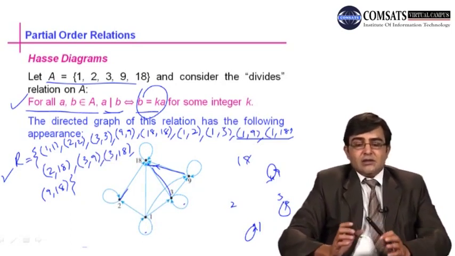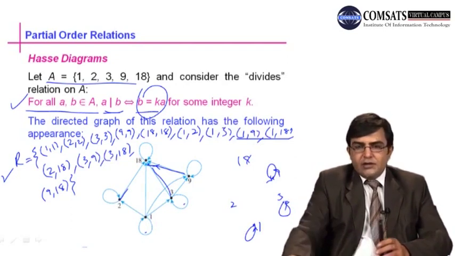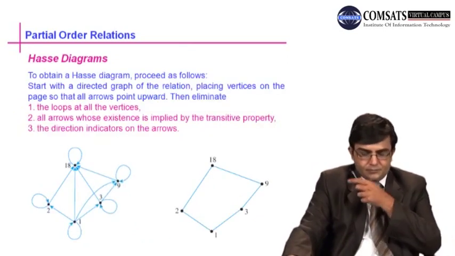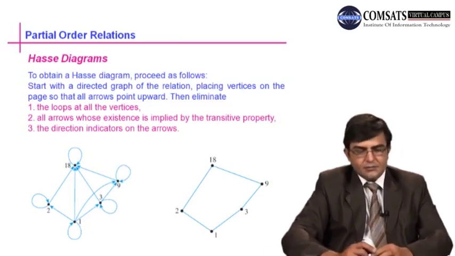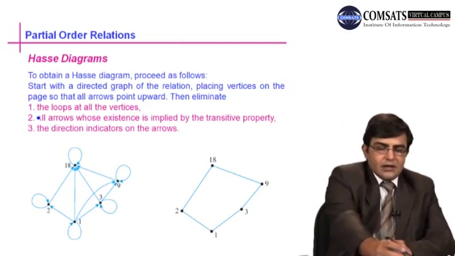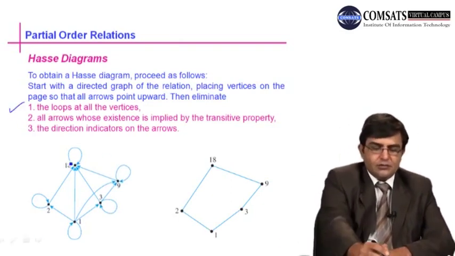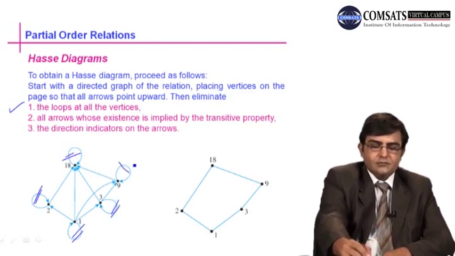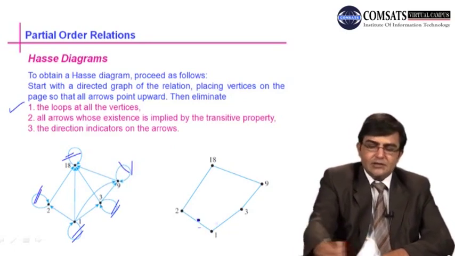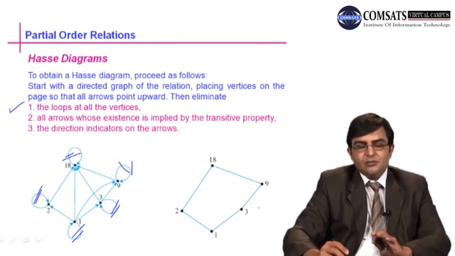Now how to construct the Hasse diagrams. There are 3 steps involved to construct the Hasse diagrams. First of all, remove the loops of all the vertices. We remove the loops. Here we write again these numbers 1 2 3 9 18, and we remove the loops.